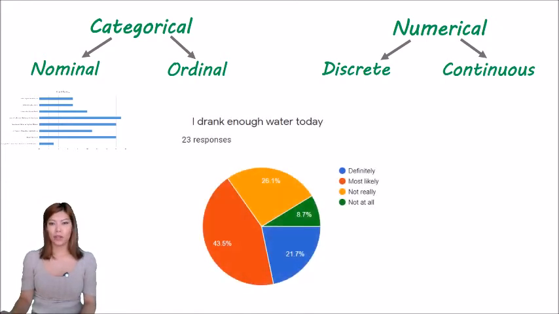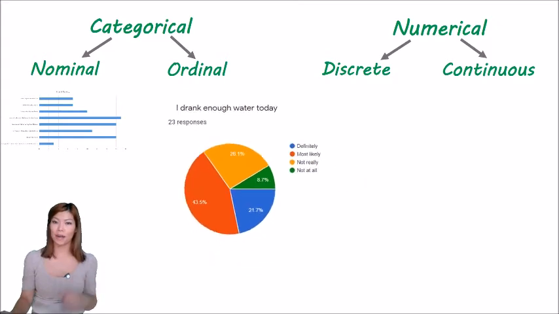I've also asked my students, hey, did you drink enough water today? And their answers were in words, so it's categorical, and it was between not at all to yes, I've definitely drank enough water today. So this is ordinal data.